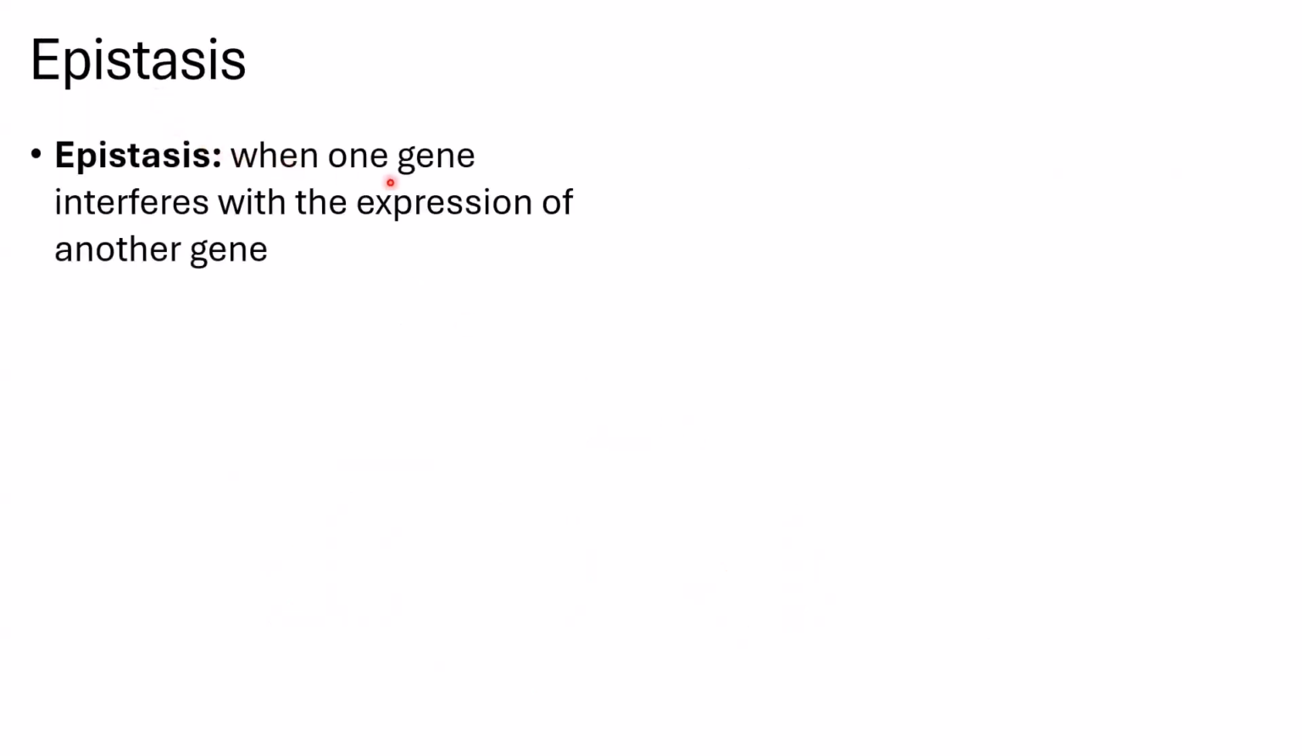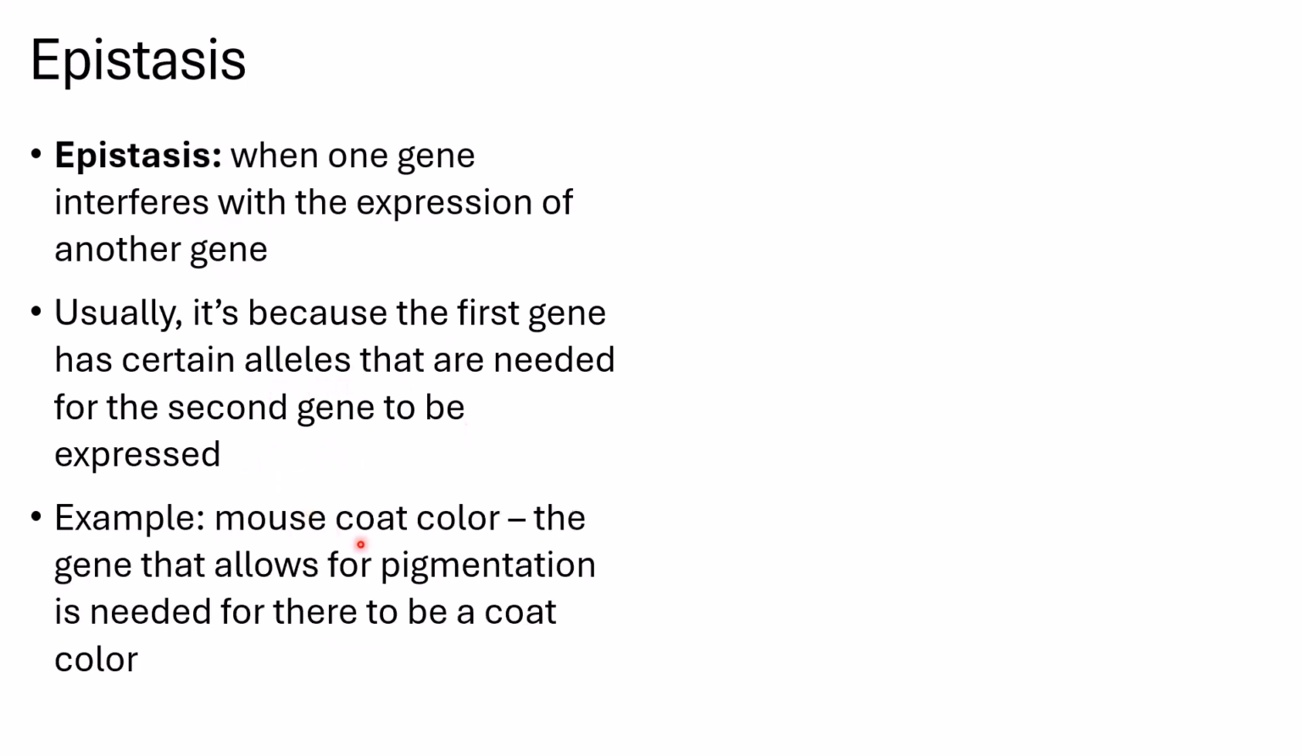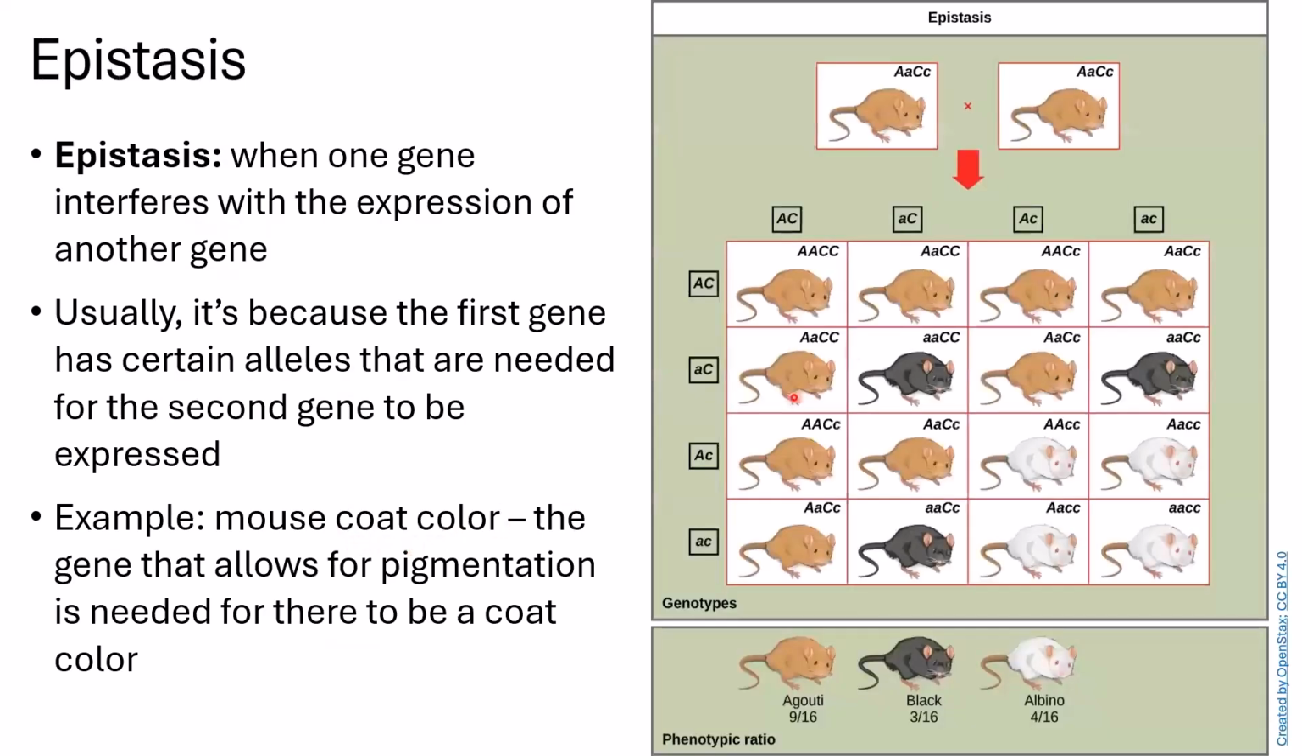Another unique case is epistasis, which is when one gene affects how another gene is expressed. Generally, this is because certain alleles for one of the genes are needed for the other gene to work properly. The classic example of this is mouse coat color, and many of these breeding experiments were done by Florence Durham, sitting on the right in the title slide.